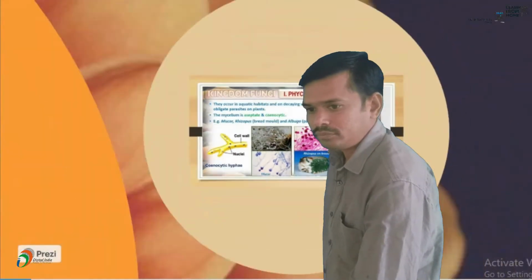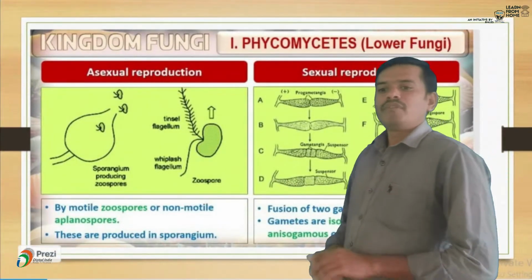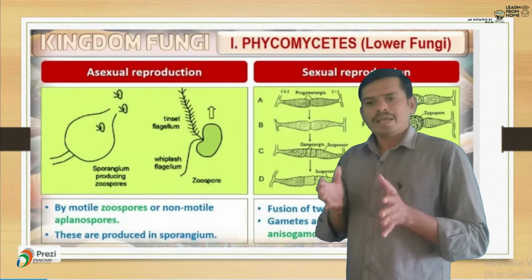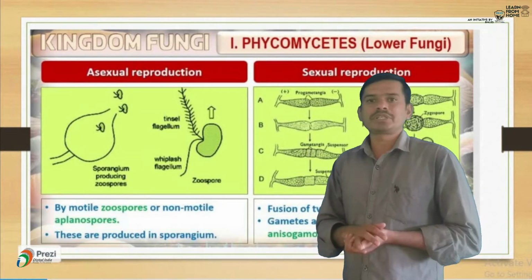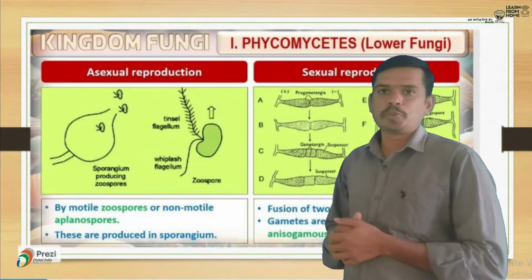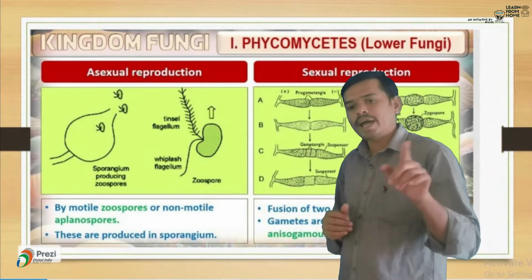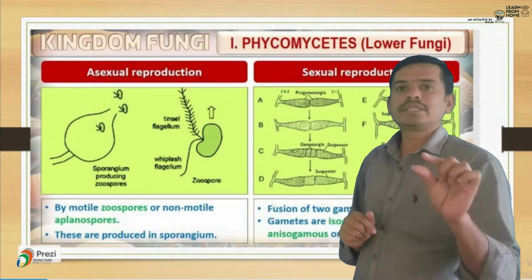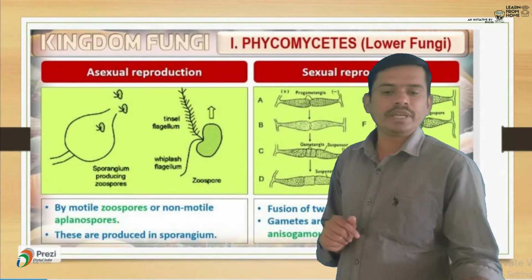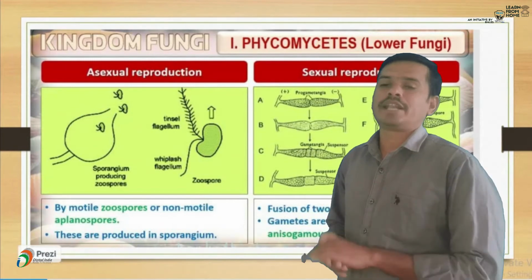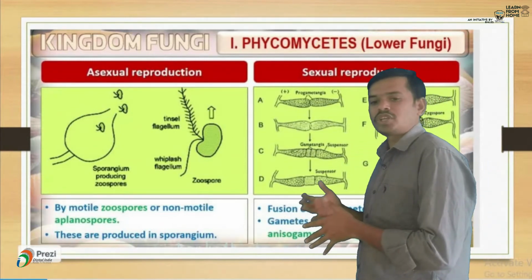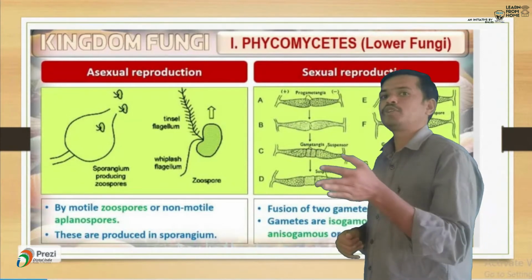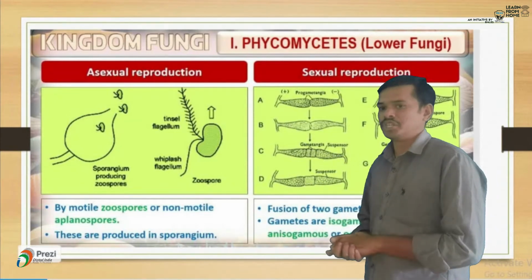Now, asexual reproduction in Phycomycetes mostly occurs through zoospores or non-motile aplanospores. There are two types of spores: zoospores are motile, aplanospores are non-motile. These zoospores and aplanospores are produced in a sporangium.